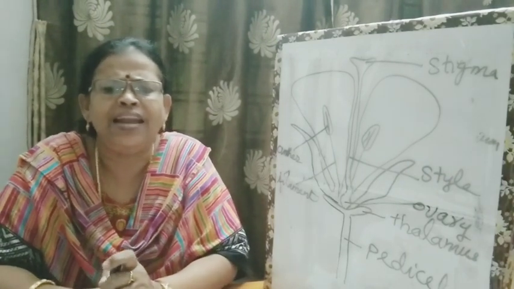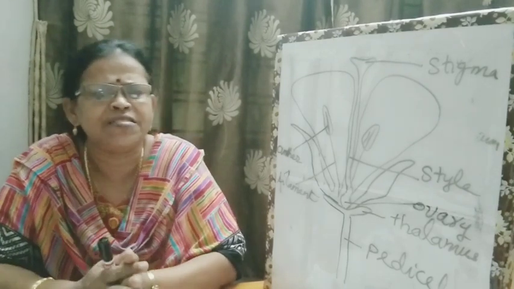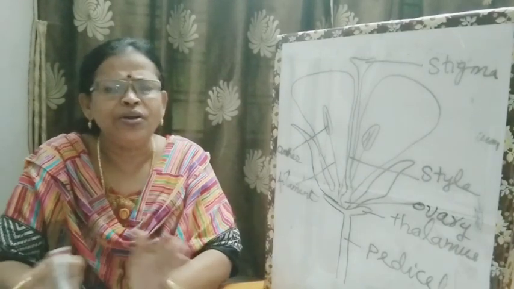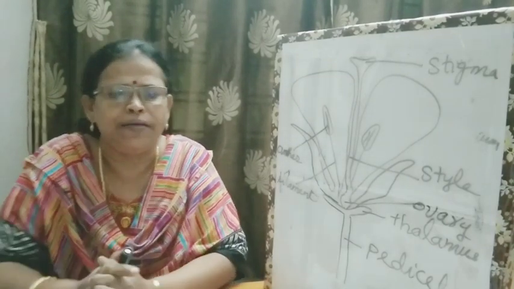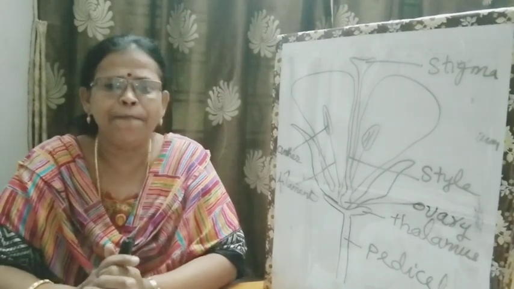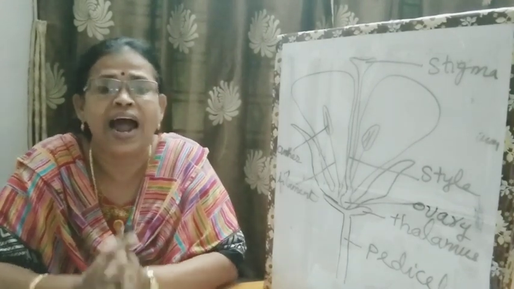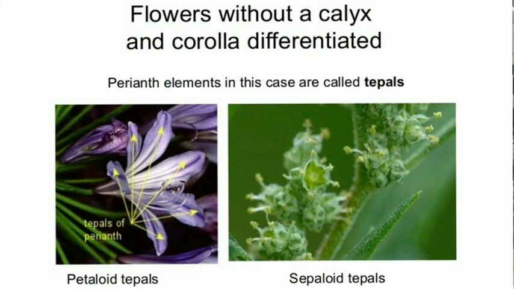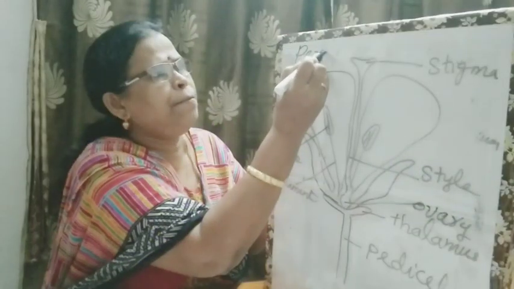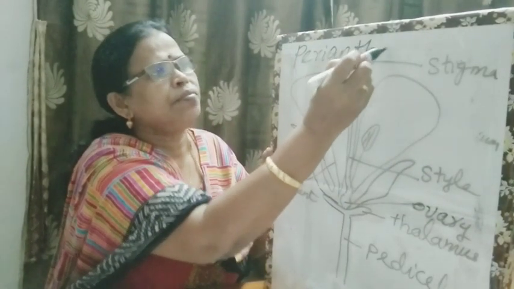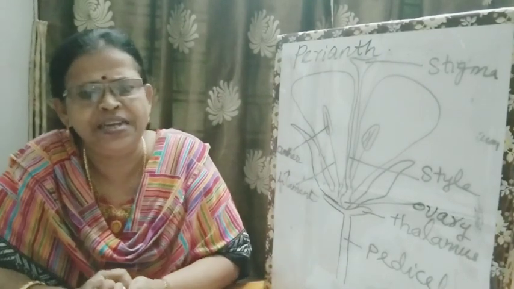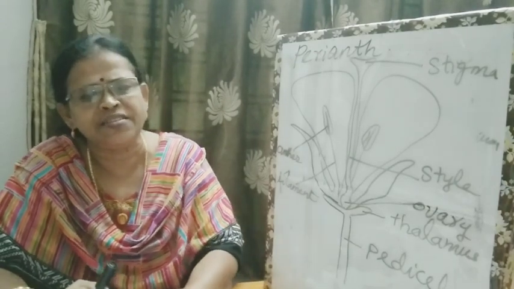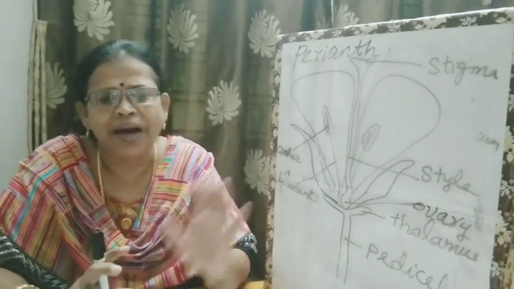You know that calyx is made up of sepals and corolla is made up of petals. Well, in some flowers, we cannot differentiate the calyx from corolla, that is, sepals from petals. In that situation, the undifferentiated calyx and corolla together are called perianth. So what is perianth? If calyx and corolla are not differentiated in a flower, then those parts are called perianth.